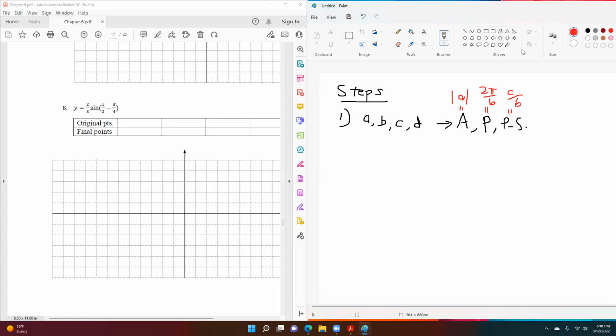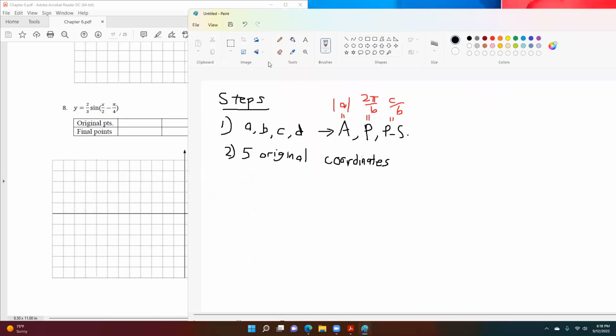Next, once you figure out your A, B, C, D and your amplitude, period, and phase shift, the second thing you need to do is give me the 5 original coordinates. These 5 original coordinates depend on what graph we have. So if you have a sine graph, this is very important, class.